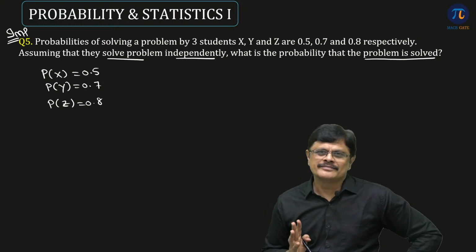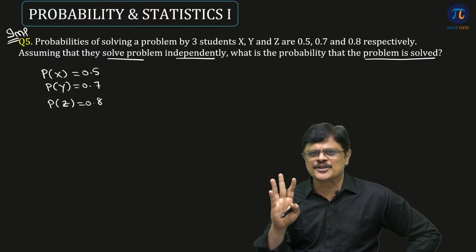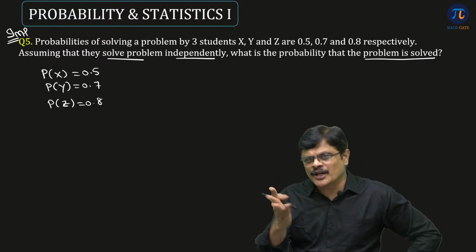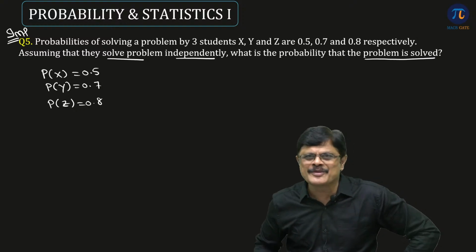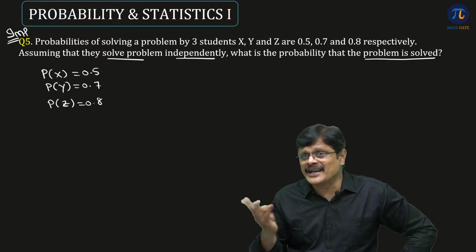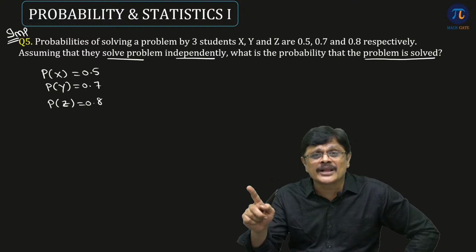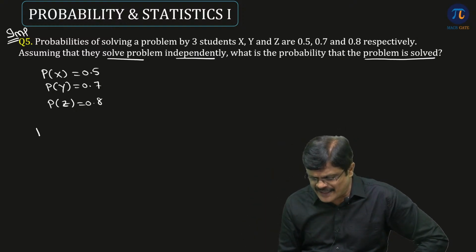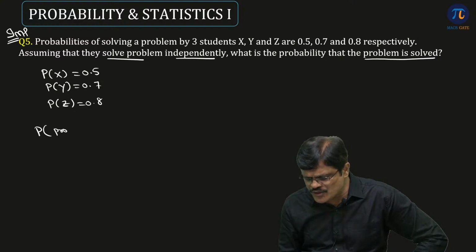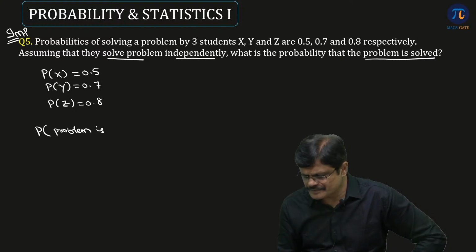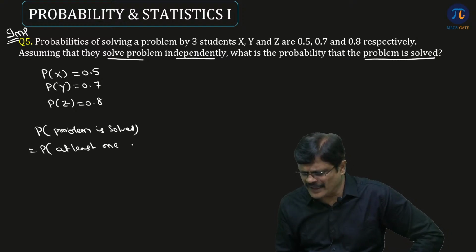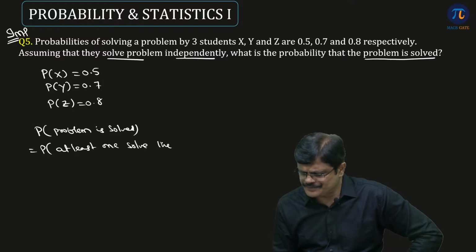If X alone solves it and no one else, then also the problem is solved. If Y alone solves it, then also the problem is solved. If Z alone, then also. If X and Y solve it but Z is not able to, then also the problem is solved. That is, if at least one of them solves the problem, then the problem is solved. So the probability that the problem is solved is the probability that at least one solves the problem.